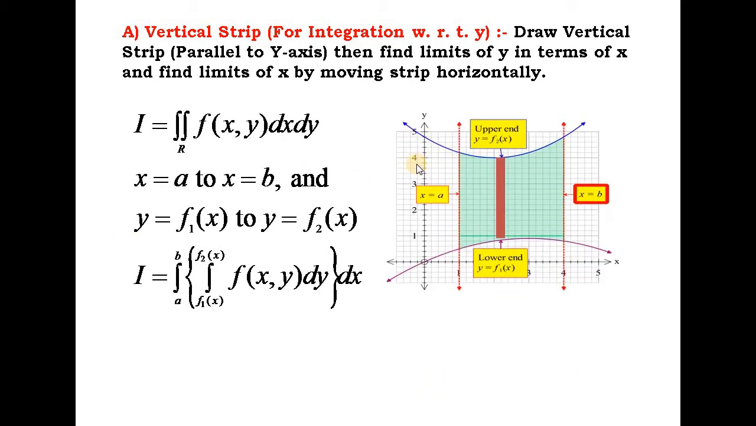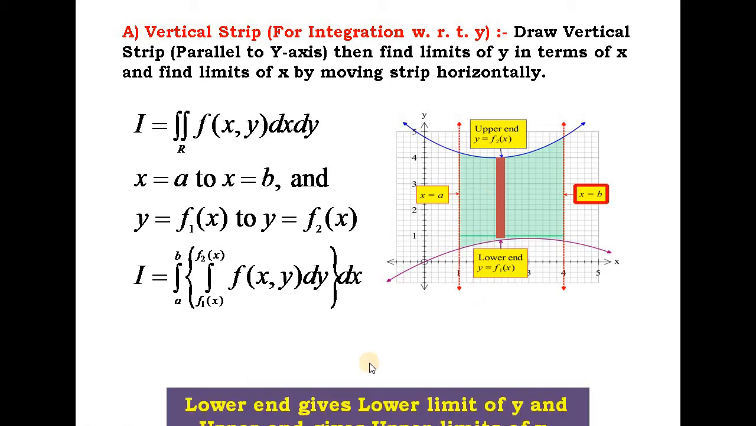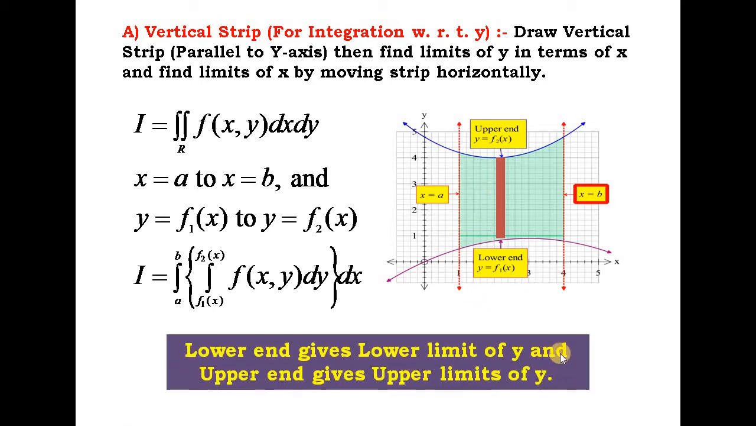Region is, this blue is one curve and this is another curve. This x equal to a line and this is x equal to b line. Region is in between x equal to a to x equal to b. This is one curve and this is another curve. Lower end y equal to f1x, upper end y equal to f2x. Lower end gives lower limit of y, upper end gives upper limit of y.